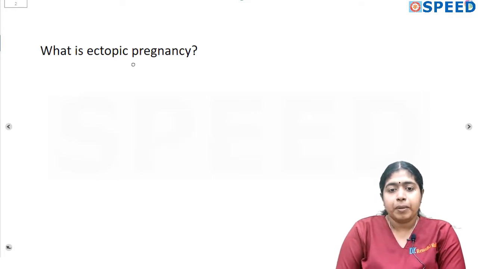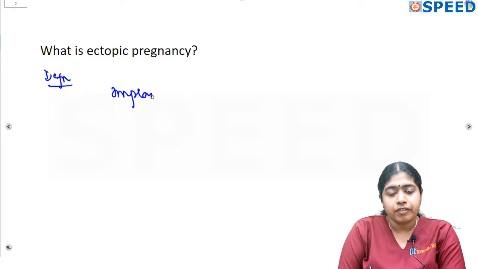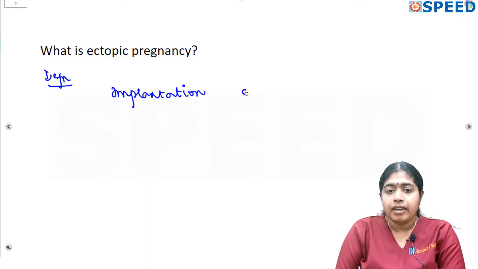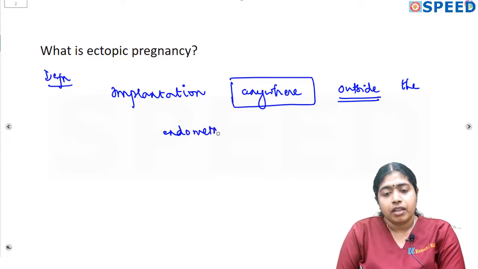What is ectopic pregnancy by definition? Ectopic pregnancy means implantation after fertilization, the implantation anywhere outside the uterine cavity, anywhere outside the endometrial cavity of uterus. So this is a basic definition. So why do I place more stress on this definition?